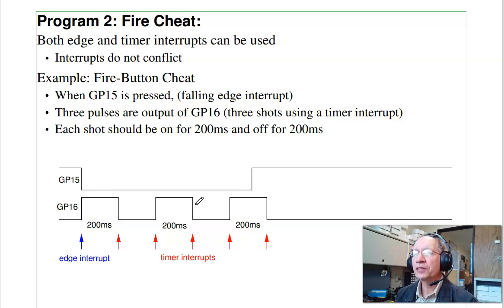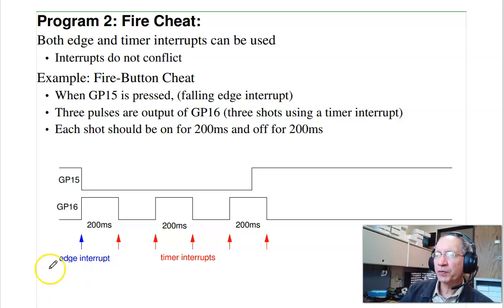Second example of stuff you can do with a timer interrupt. I can do a fire cheat. So this would be like for a video game. When I press a button, I want it to shoot off 3 rounds. And I can make these almost as fast as I want. For this example, I'm going to have every 200 milliseconds, I toggle. In this case, it gives me 3 toggles every button push. I can rattle off 3 shots when everyone else is just rattling off 1. That's a fire control cheat.